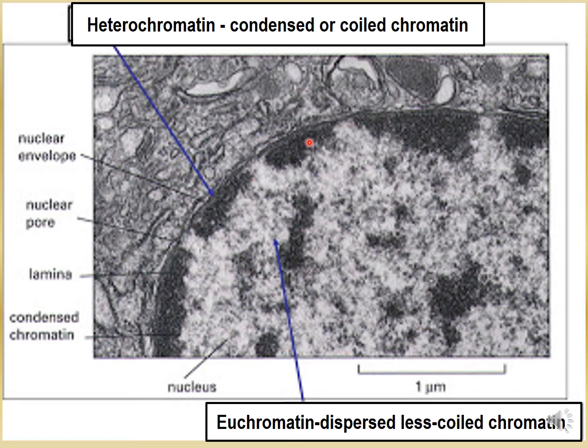Heterochromatin, or condensed or cold chromatin, is more condensed and coiled, and euchromatin, or dispersed chromatin, is less coiled and dispersed.